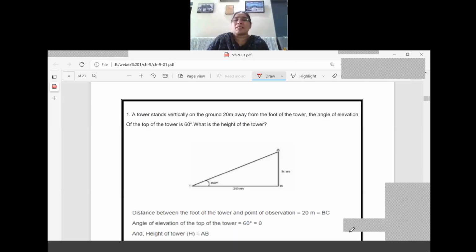Now, a tower stands vertically on the ground. See, the tower stands vertically on the ground. So how can we represent the tower? We represent it by a straight line on the ground. Next, it is 20 meters away from the foot of the tower. The angle of elevation of the top of the tower is 60 degrees only. That means the elevation of 60 degrees is formed at what distance? 20 meters away from the foot of the tower.